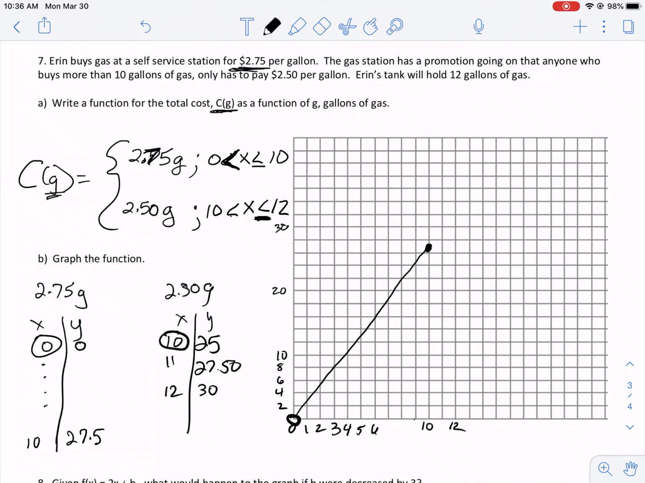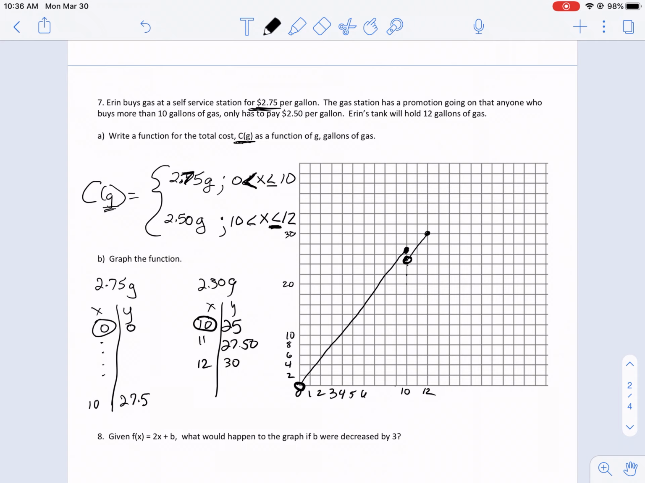And then I have an open circle on (10, 25). Oops, open circle on (10, 25). And then (12, 30) gets a closed circle. And there's my piecewise function. So I hope you found that challenging, but I wouldn't worry too much. They usually only have you write the step functions.